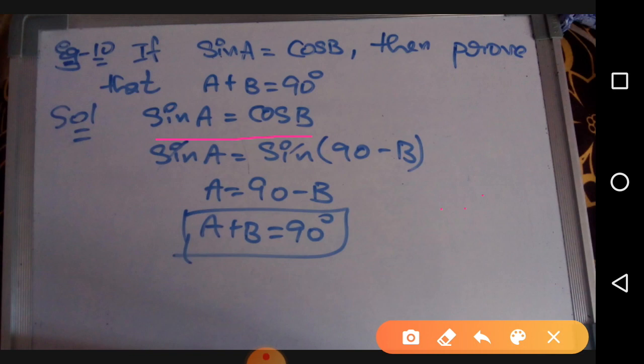Thus we can write cos B as sin of 90 minus B, or even on the side of A you can write sin A as cos of 90 minus A equals cos B. Either way you can try, and the sin gets cancelled, so we are left with A equals 90 minus B. Thus A plus B equals 90 degrees.